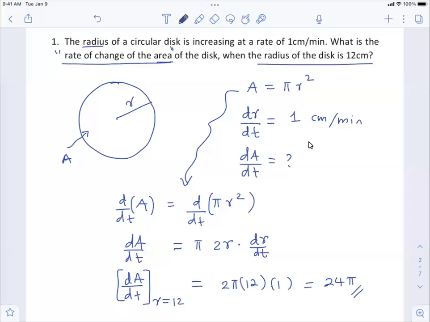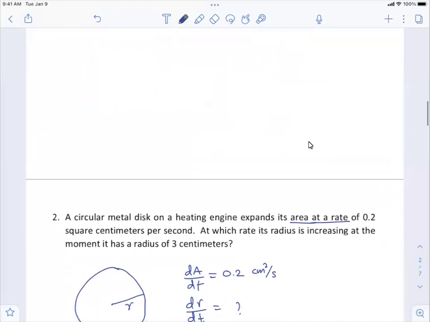So 24 pi, and if you would like to have the units, it's nothing other than square centimeters per minute, because it's a square measure with respect to time. So it is that simple. It's just about having the corresponding relationship between the variables, and then differentiating it to connect the derivatives with the picture. All right, so let's proceed to the second example.